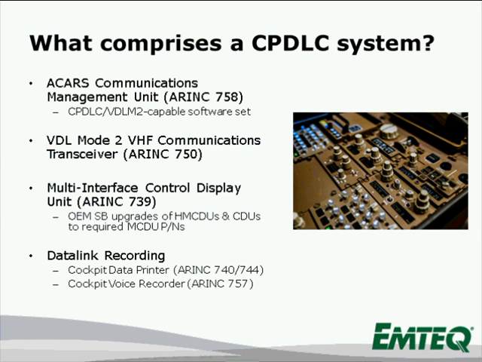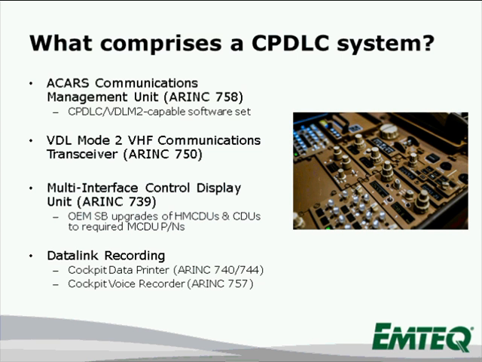And really what that requires is an ARINC 758 Communications Management Unit with a CPDLC and VDL Mode 2, or VHF Datalink Mode 2, capable software set. So this is the software set that contains the block of the standardized CPDLC text messages with those clearances and requests for altitudes, headings, position reports, things of that nature. Additionally, with an ACARS system, you have to have a VHF communications transceiver.